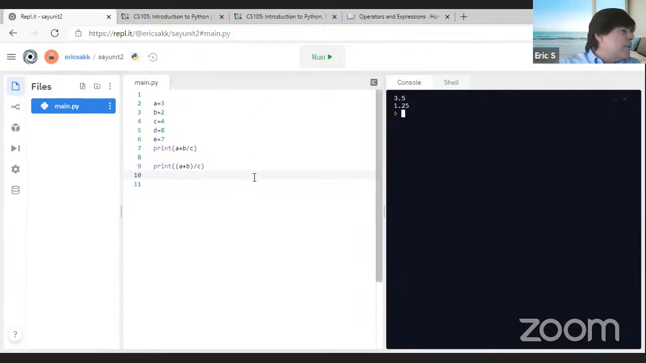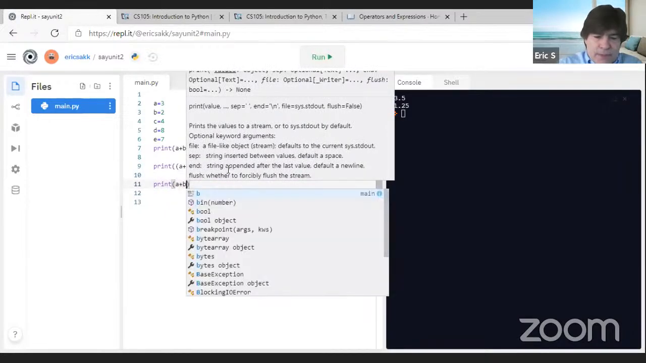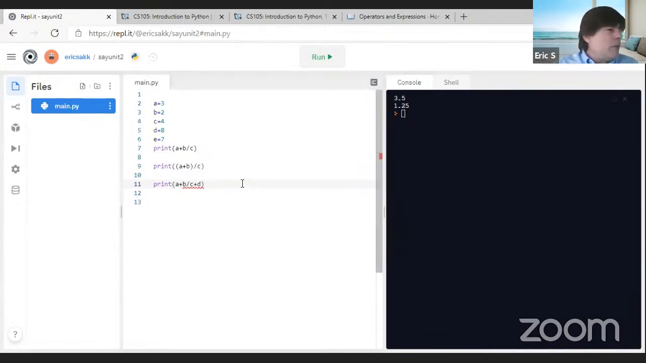But the thing is, probably the most common error that I've seen is if you wanted to do something like a plus b divided by c plus d. With regard to the order of operations, this is going to first take b divided by c, which we already agreed was a half, then add a plus a half plus d. If you add a, which is 3, d, which is 8, and then the 0.5, you would get 11.5.